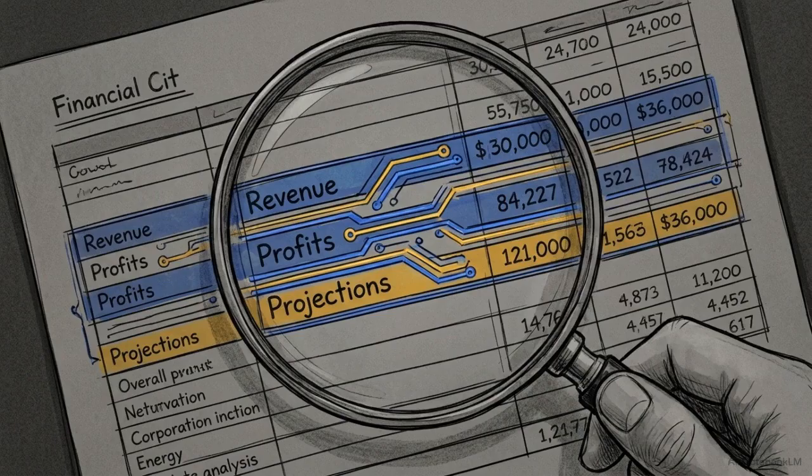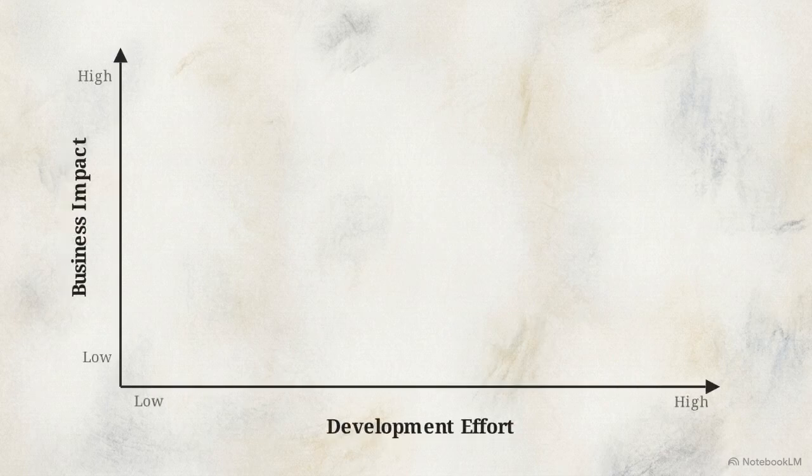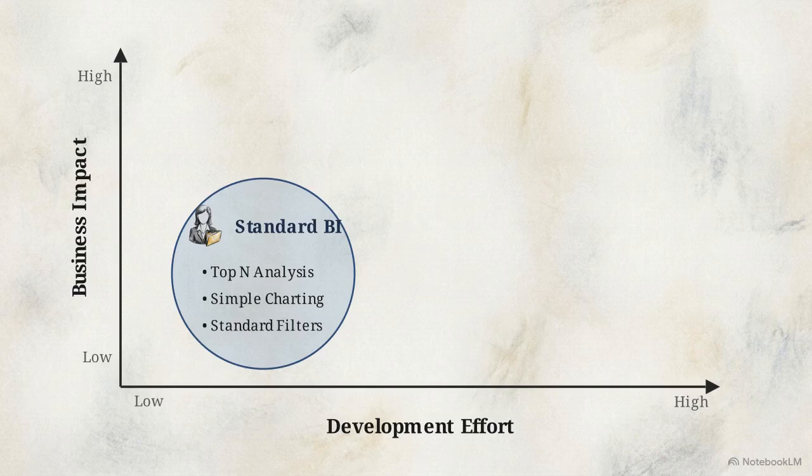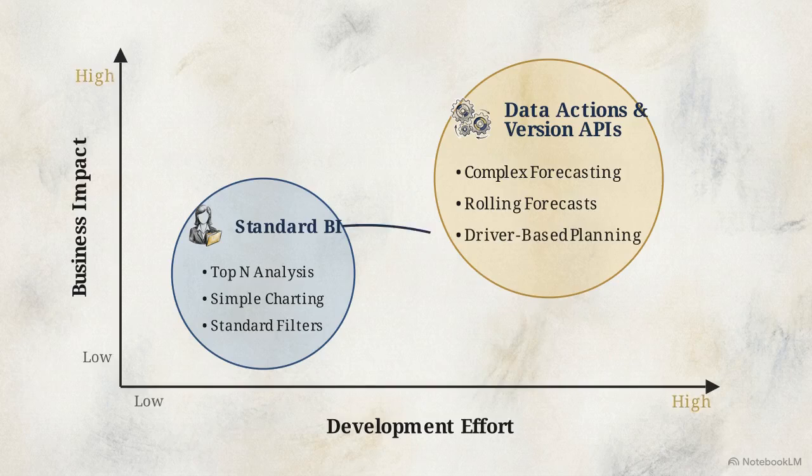The stakes get even higher when you shift from just viewing financial data to executing financial transactions right there on the screen. This chart plots development effort against business impact. Standard BI features like basic top-N analysis or simple charting sit in the low-effort, low-impact quadrant. But complex forecasting requires data actions and version APIs, sitting squarely in the high-effort, high-impact zone.